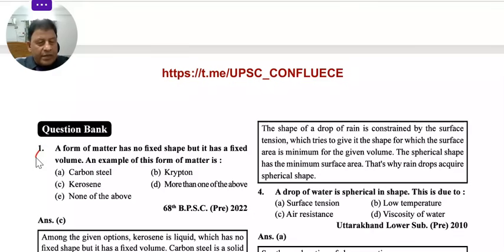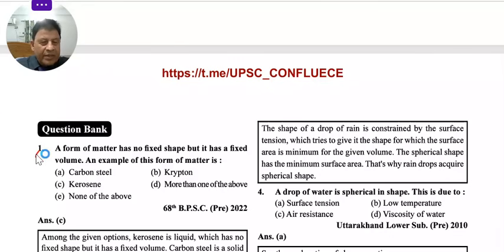A form of matter has no fixed shape, but it has a fixed volume. An example of this form of matter is she. You all know we have the three forms of the matter.